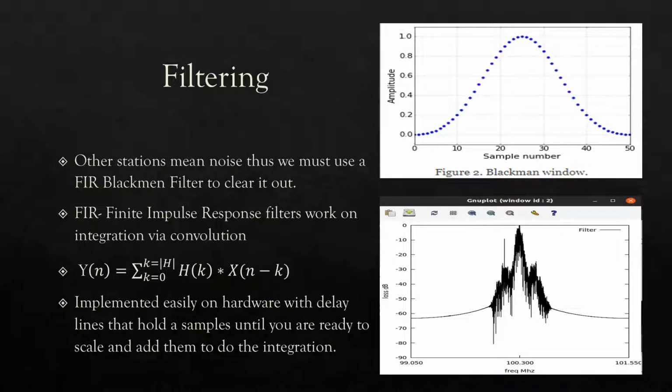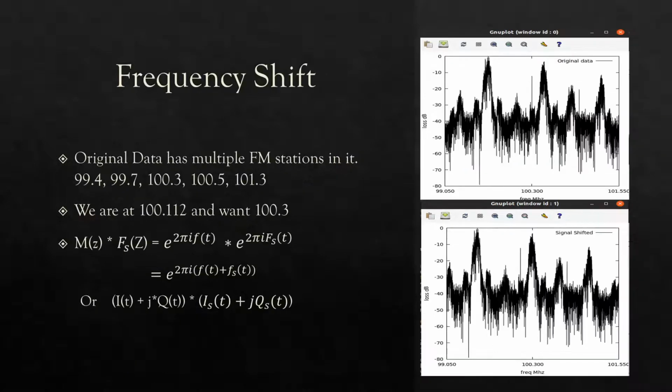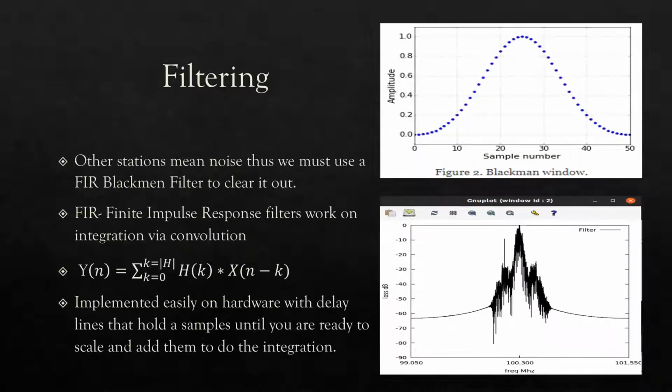But the next part of our algorithm is we really need to filter. So previously, you see all these bands. I have 1, 2, 3, 4, 5. There's like 6 or 7 FM stations in here. It's hard to just look at the power spectral display. But we want to filter, so we have one station.